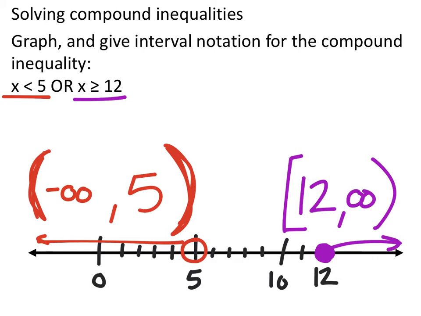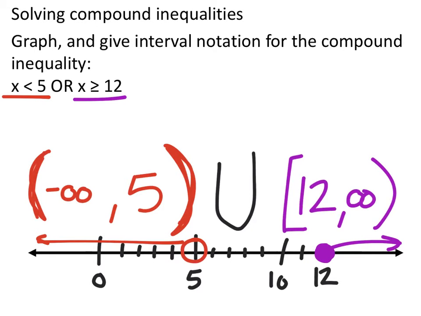Now, in between this, it's an or statement, which means it's a union. Okay, so we're uniting both of these. The red and the purple intervals would give us true statements, one or the other, or it could be both, but that doesn't matter, okay?